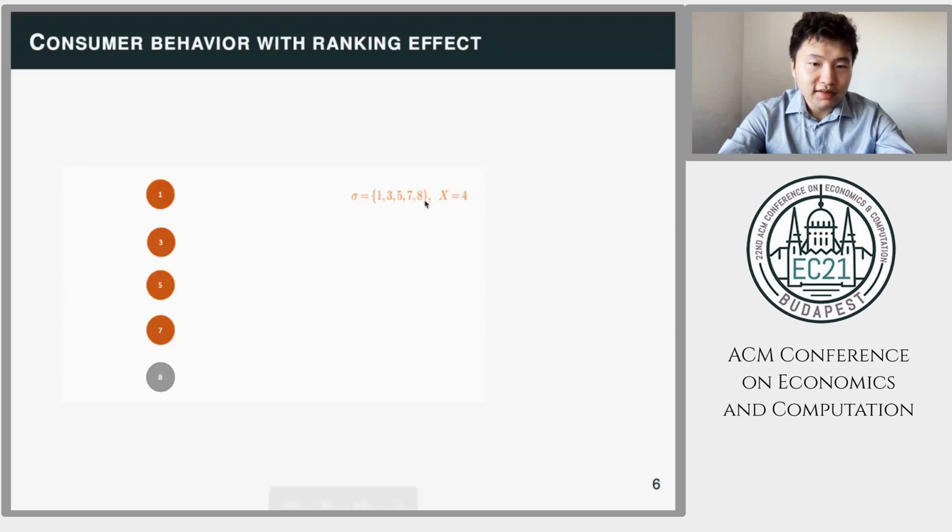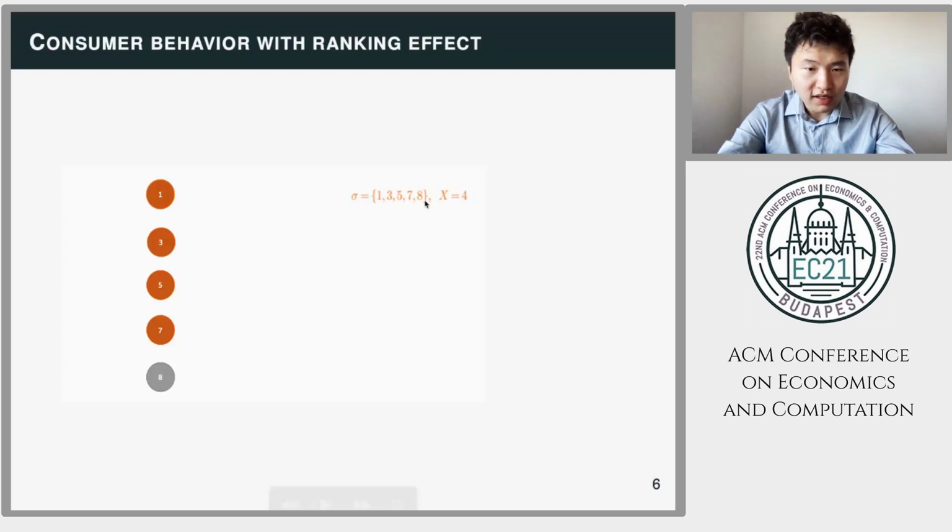Let us first study the purchasing behavior of consumers. Suppose a consumer is viewing a list of 5 items, 1, 3, 5, 7, 8, with the attention span being 4. In particular, product 1 is displayed at the top, product 3 is displayed at the second position, and so on. The consumer would view these products sequentially and will view at most 4 products.